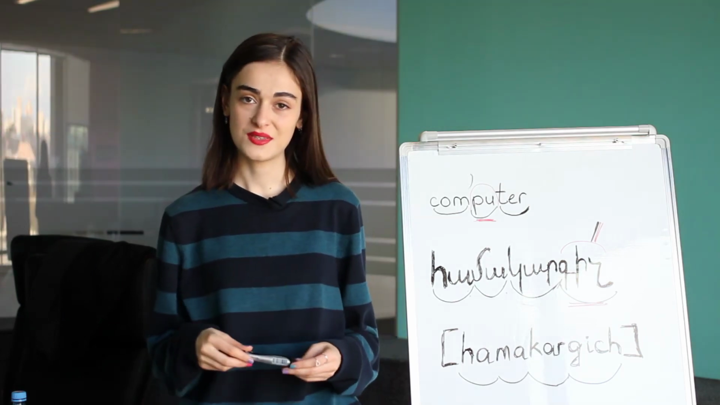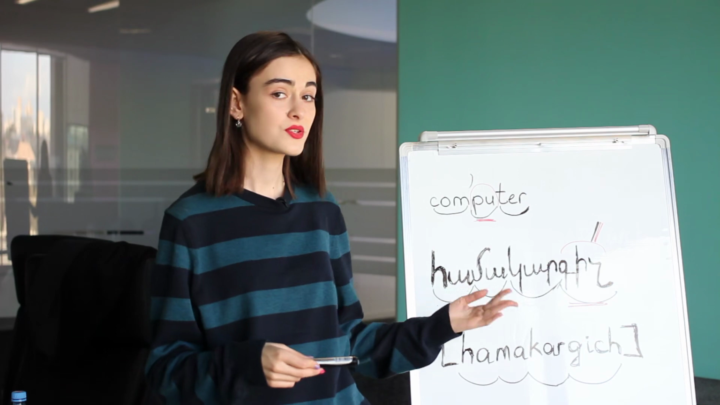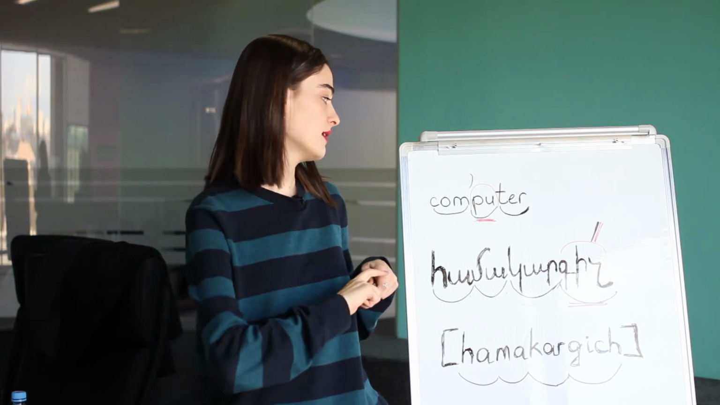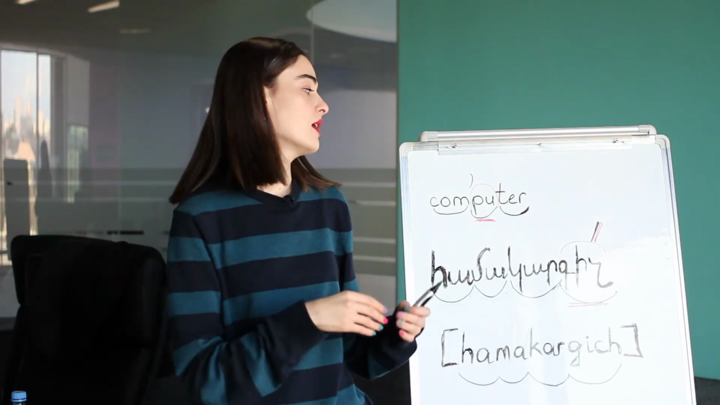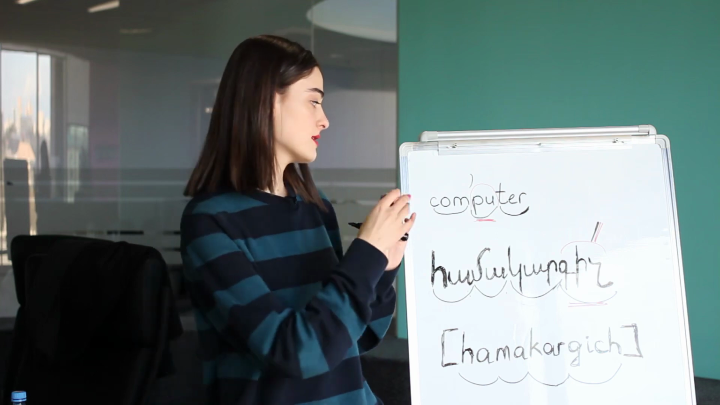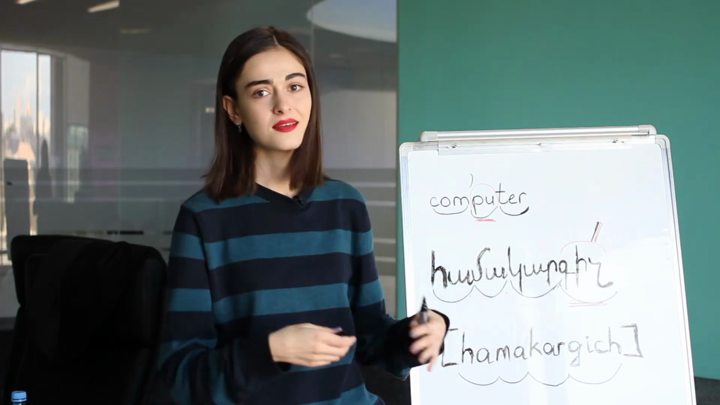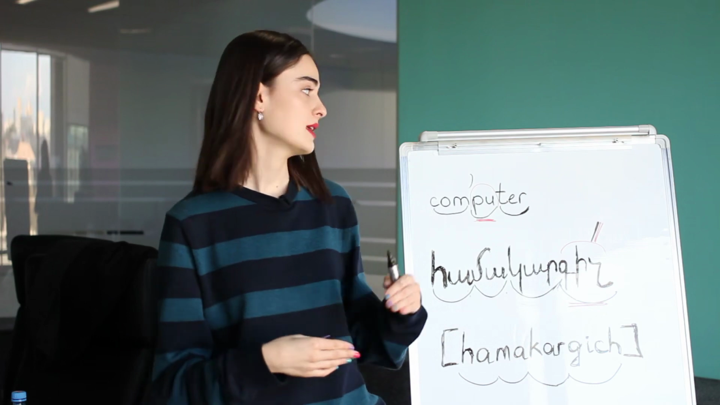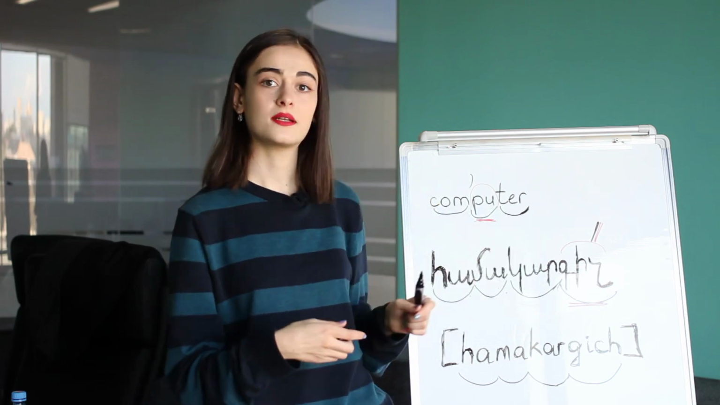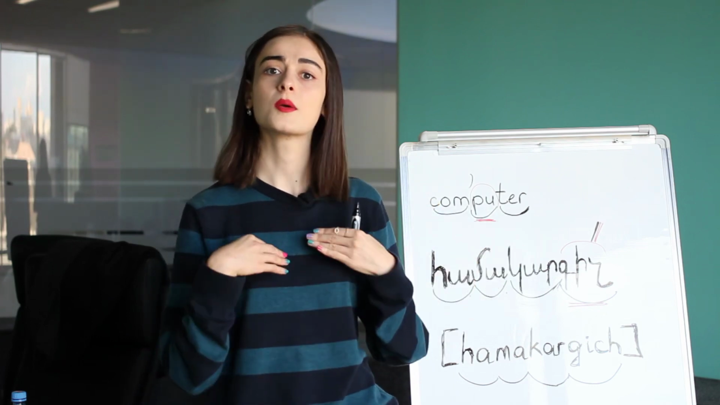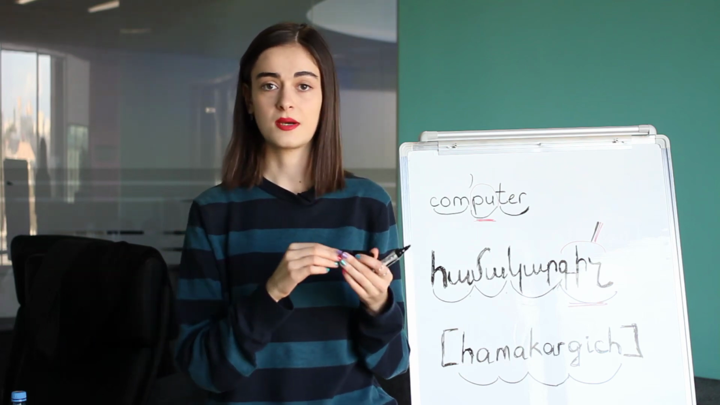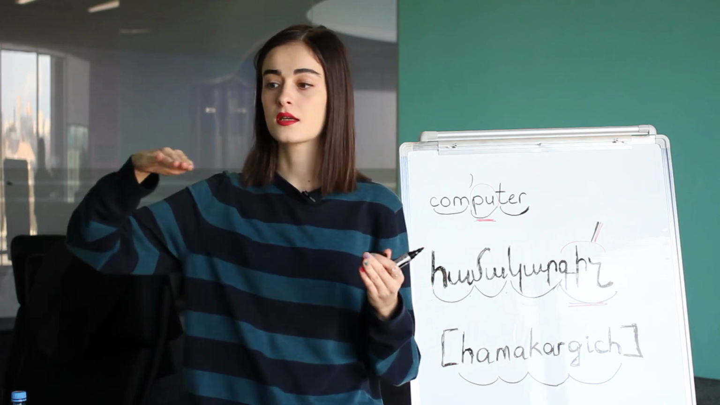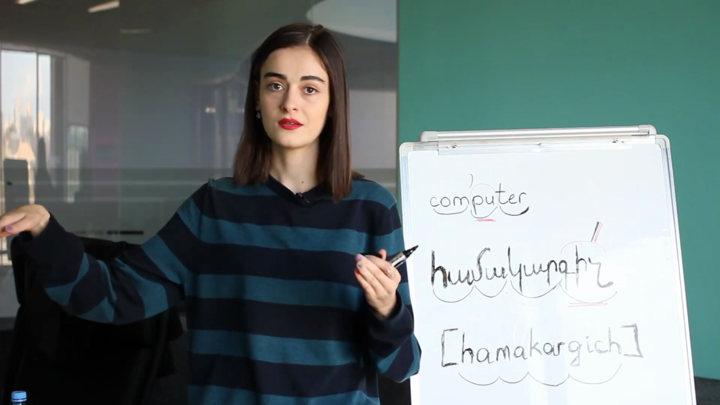Let me illustrate with the example of hamakarkich. This word means computer. It consists of 4 syllables, and the last syllable, this kich part, is emphasized. Hamakarkich. And as you have noticed, the emphasis at the end is a light one compared to the English computer, where the emphasis is much stronger. Computer versus hamakarkich. If I'm to illustrate this with my hands, it would be like hamakarkich, computer.